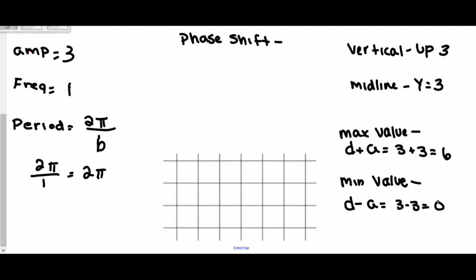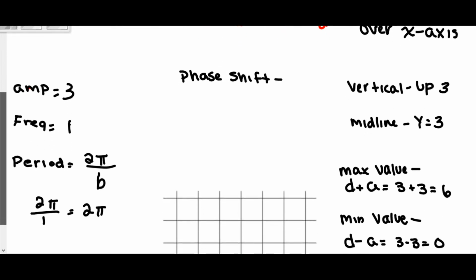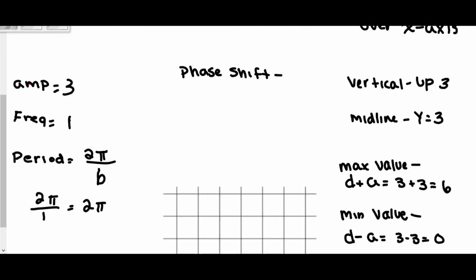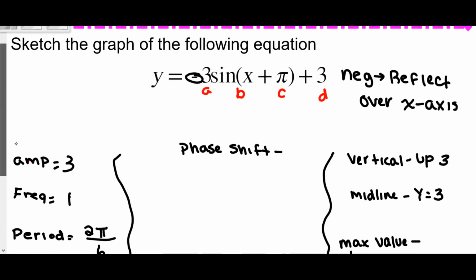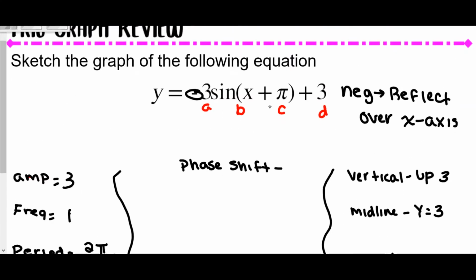Okay, so that's all the information that we can pull from our equation. And that's a lot of information. You could probably make a pretty good sketch of what the graph looks like. However, we need to take into consideration this phase shift. And the reason that we know there's a phase shift is because we have an x plus something, an x plus c, and c is our phase shift.